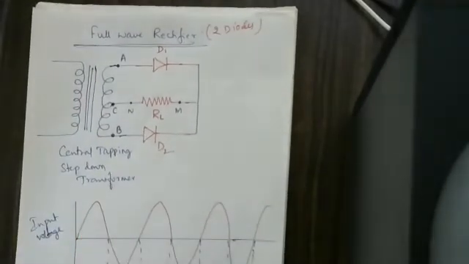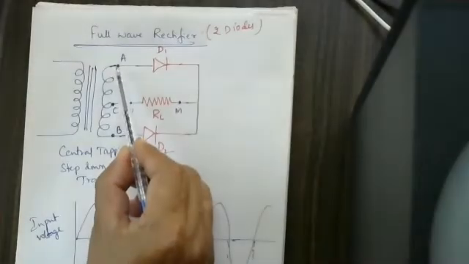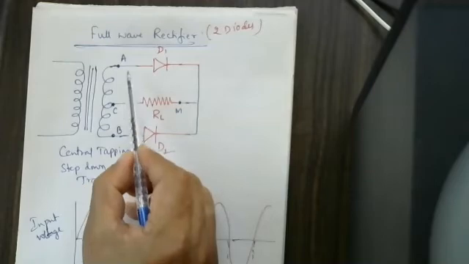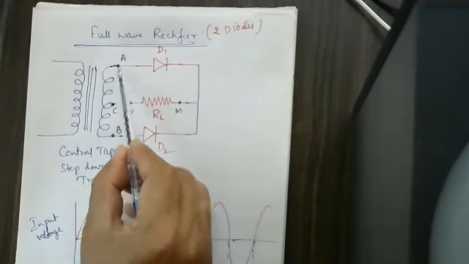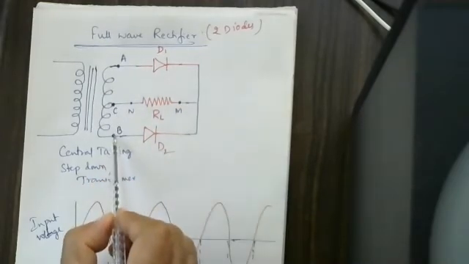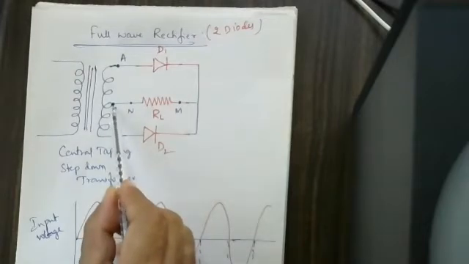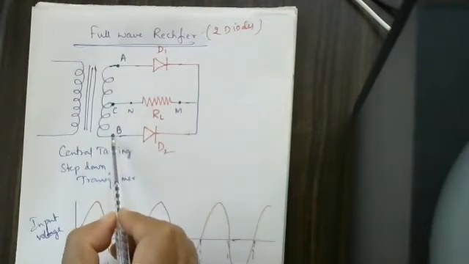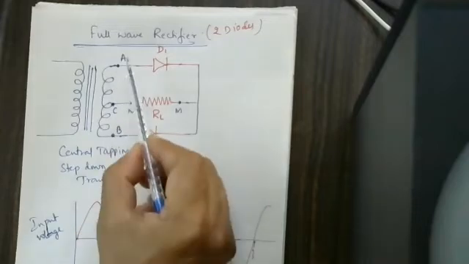Now coming back to this concept. During the positive half cycle of AC, this is positive, this is negative compared to here and here. Compared to here and here, this is positive, this is negative. I hope you understood the concept. So let us see that.